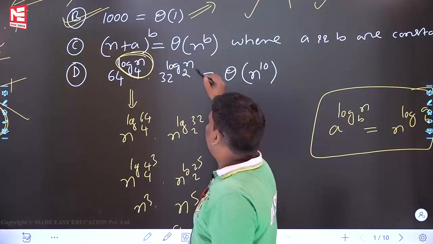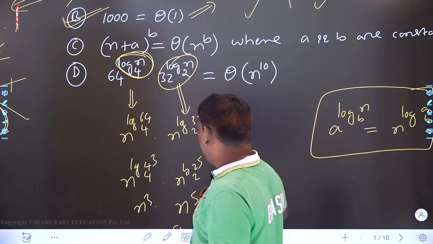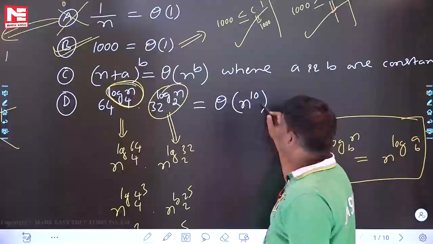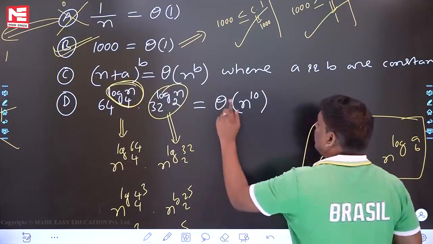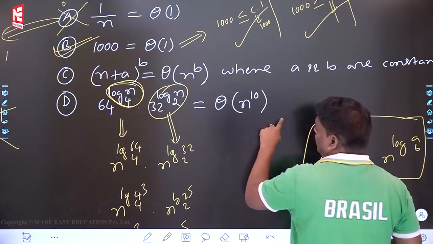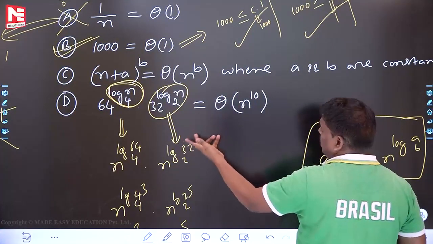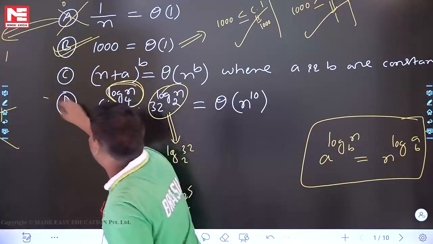So, from the left side, what is the answer? N power 8 came. From the left side n power 8 came. The right side is theta of n power 10. Left n power 8, right is n power 10. Big O possible. Small o also possible. Where is the chance of omega? Where is the chance of theta? What is the answer? Option D fail.